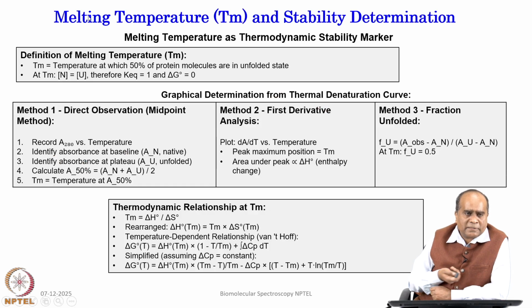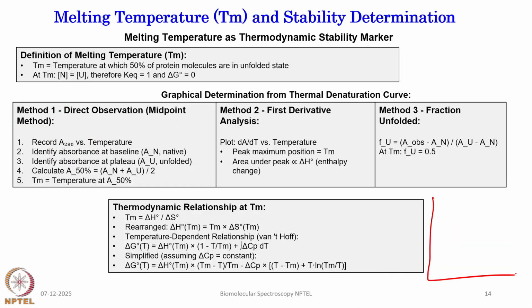Now, one can determine thermal denaturation from here. What kind of experiment are we going to do? Method 1, we can directly observe, the midpoint method. Record the absorption of protein at 280 versus temperature and identify the absorption baselines. So, here is the absorption at 280 and this is our temperature. We are doing this experiment. Identify the baseline, this baseline is the native state, this baseline is the unfolded state, and here is 50% unfolded, 50% folded. So, this is our Tm, that is the first method.